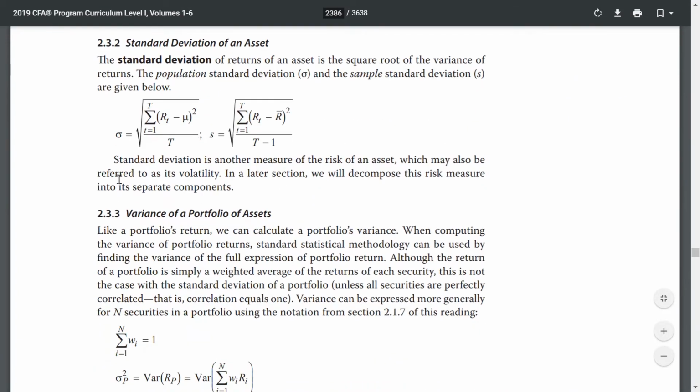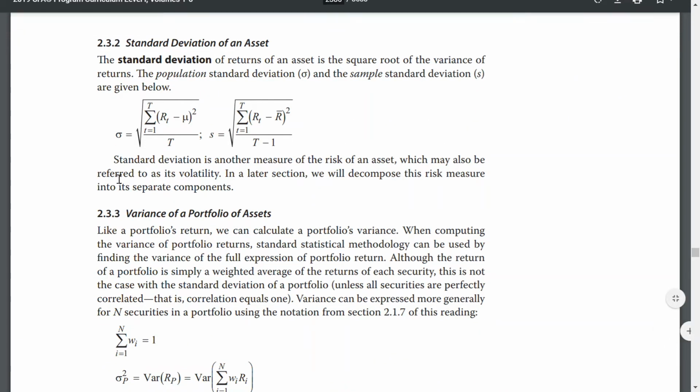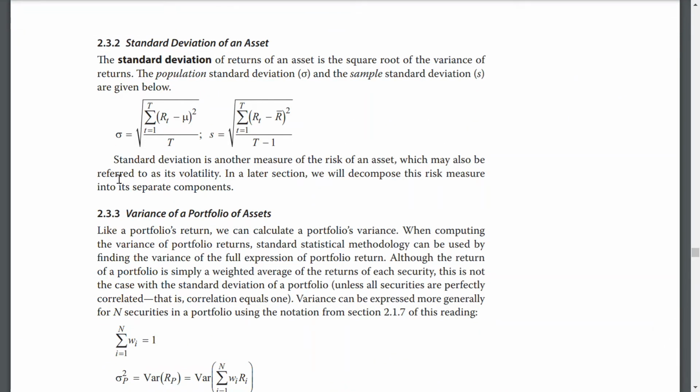Standard deviation of an asset. The standard deviation of the return of an asset is the square root of the variance of returns. The population standard deviation is shown here, and the sample standard deviation S is shown below. Standard deviation is another measure of the risk of an asset, which may also be referred to as its volatility. And in a later section, we will decompose the risk measure into separate components.